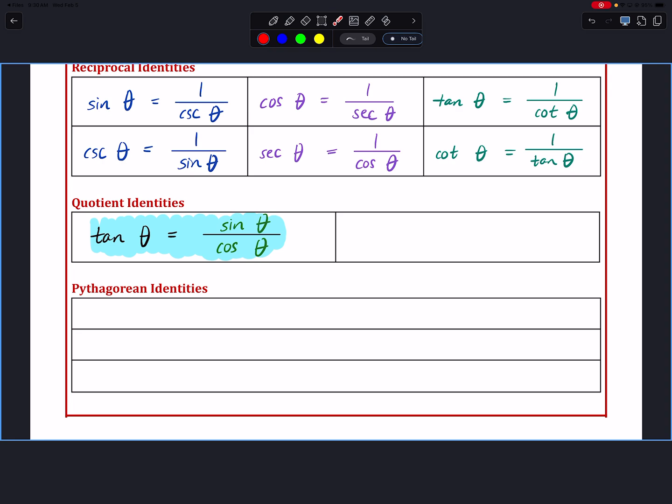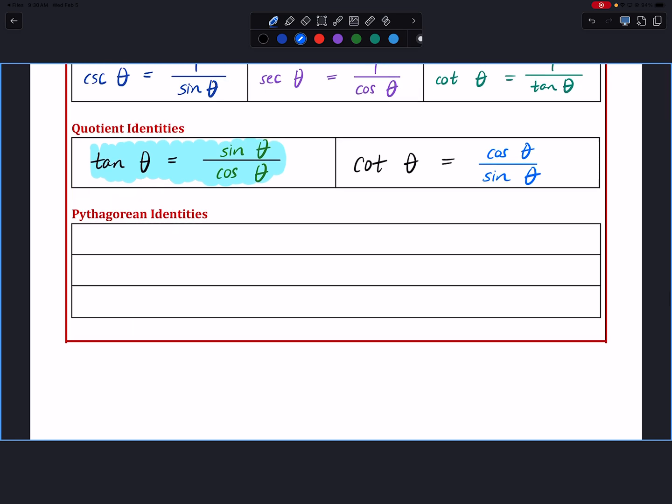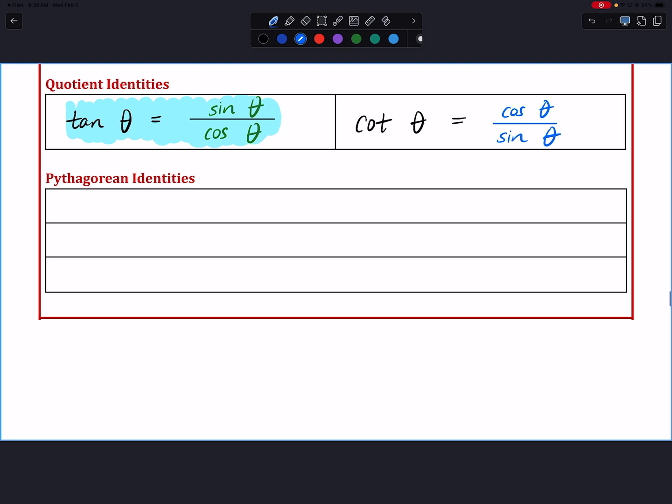All right. If you know this one, you know this one. Because tangent is a reciprocal of cotangent. So if these are reciprocals of each other, that means that cotangent is going to be equal to, if I take this fraction and just flip it upside down, cosine over sine. Okay? Now, these are the 3 that you absolutely have to know. If you know the first one, you'll be able to figure out the other 2.